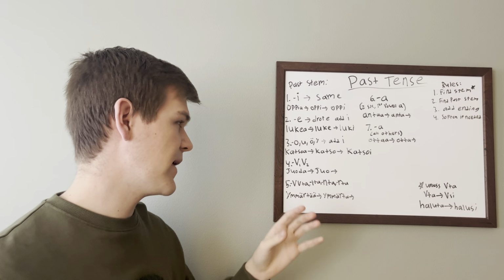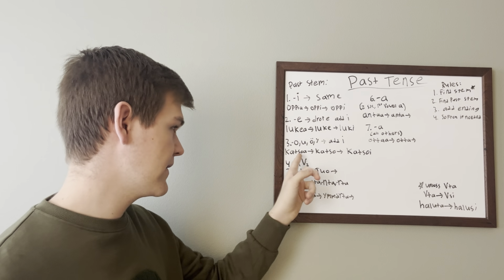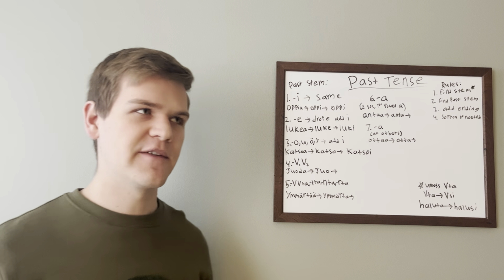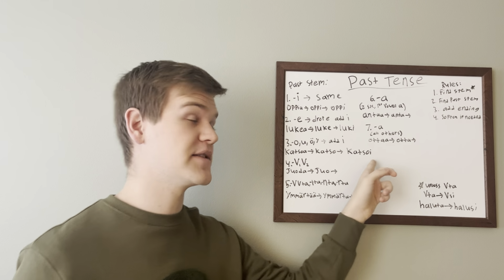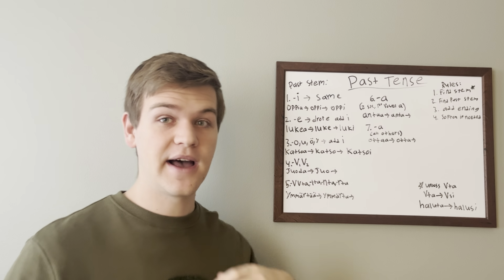So I guess if we wanted to say I look, this is to look. Kotso is to look. If I want to say I look, I can say mina kotson. But if I want to say I looked in the past tense, then I can say mina kotsoin. Just to add a little I in there. Mina kotsoin. I looked.